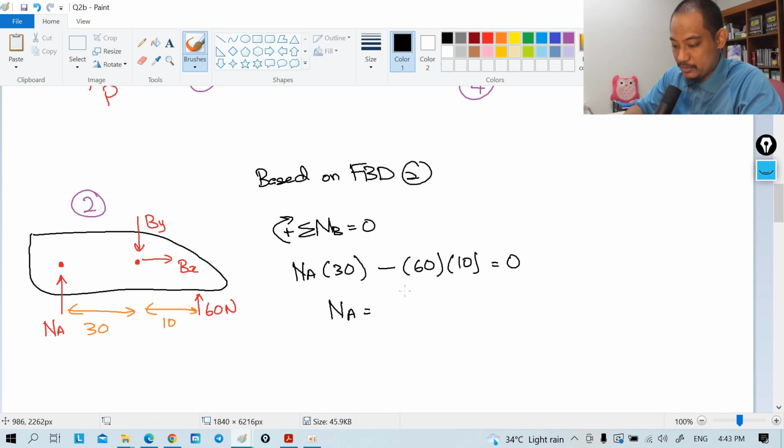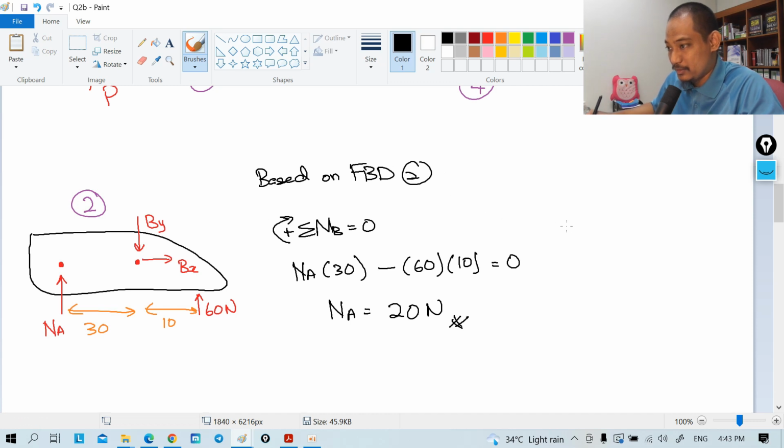So 60 times 10 divided by 30, you get 20 Newton. That's one of the answers that we need, right? So that's one. And then do we need to solve for B? We need Bx and By.